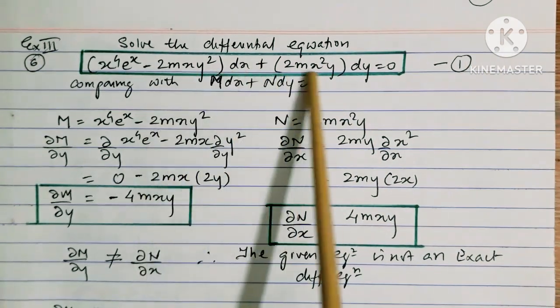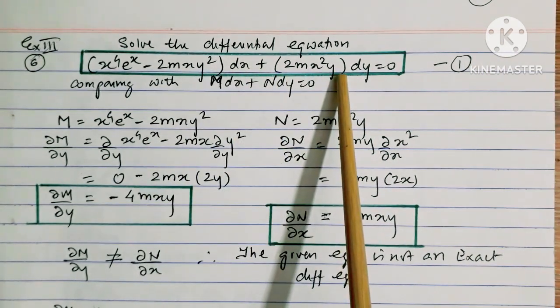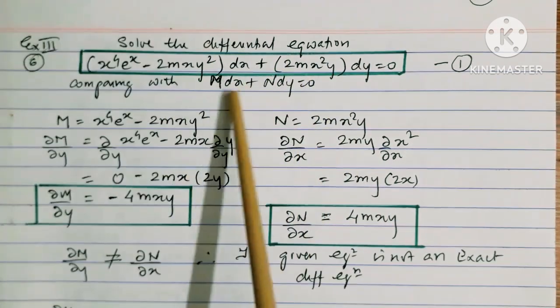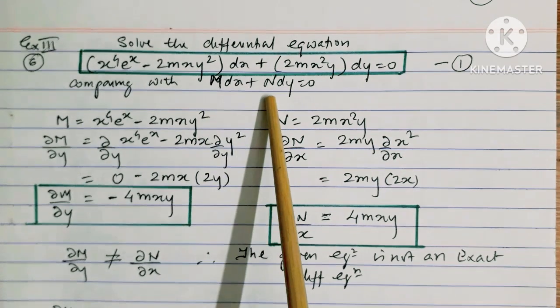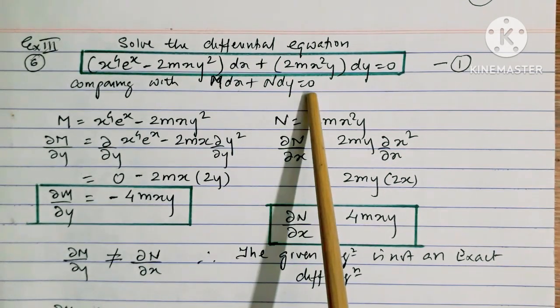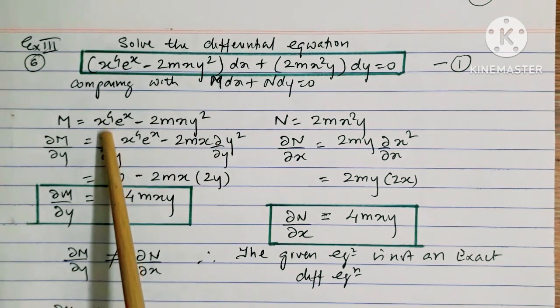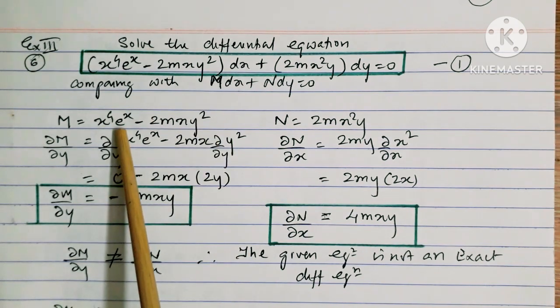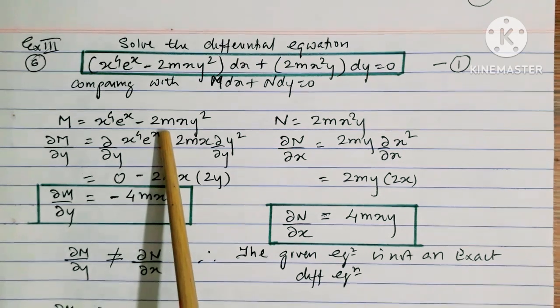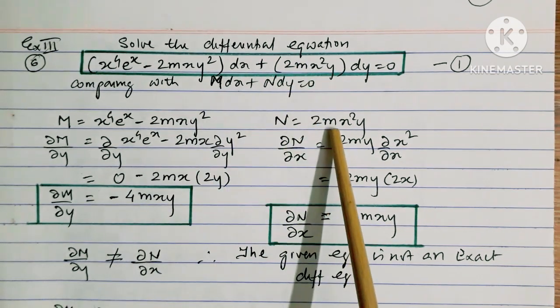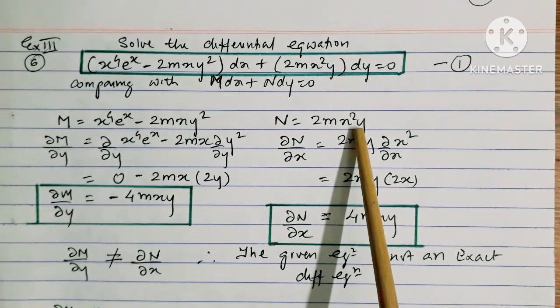Now we'll have to first find out if this given differential equation is an exact differential equation or not. So let us compare this given differential equation with M dx plus N dy equal to 0. And on comparing, we get M equals to x raised to 4 into e raised to x minus 2mxy square and N equals to 2mx square y.